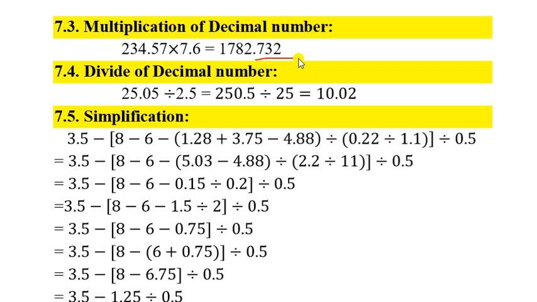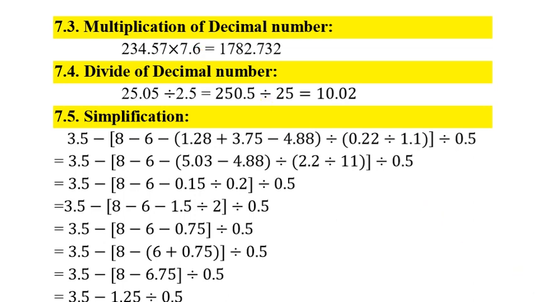Remember that when multiplication comes, there is no need to multiply with the decimal number. If you are willing to multiply with decimal numbers, no problem, you can multiply directly, but without decimal also you can multiply, and after getting the result you can put the decimal point according to the number of digits. See here, number of digits 2 and here number of digits 1, so total number of digits 3. So after decimal there will be 3 digits in the result.